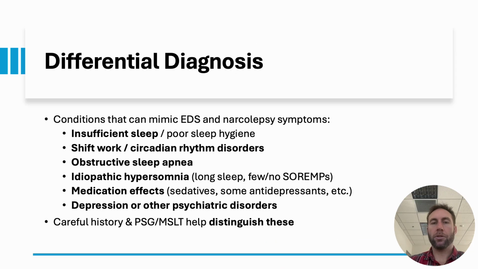Differential diagnosis. Lots of things can make people sleepy. Narcolepsy is a diagnosis of careful exclusion. We have to think about simple insufficient sleep, shift work, circadian rhythm disorders, sleep apnea, idiopathic hypersomnia, medication effects, and psychiatric conditions. The history, the PSG, and the MSLT together help separate narcolepsy from all those other possibilities that I just mentioned.